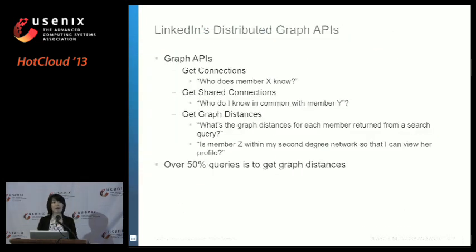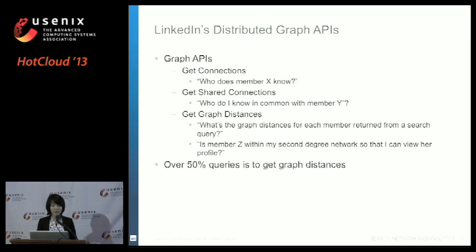So all of the graph information displayed on these pages comes from three major graph APIs. They are get connections, get shared connections, and get graph distance. The names of these APIs are pretty self-explanatory. I won't go into details for each one of them.